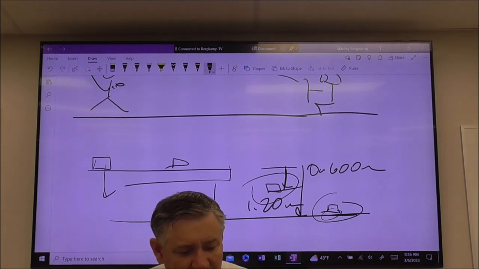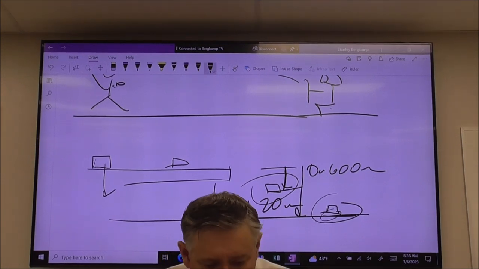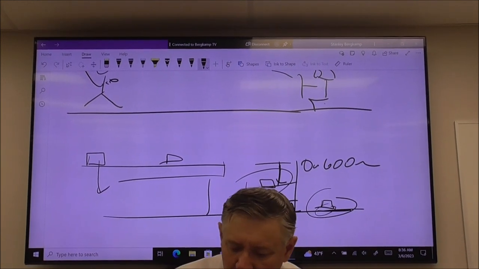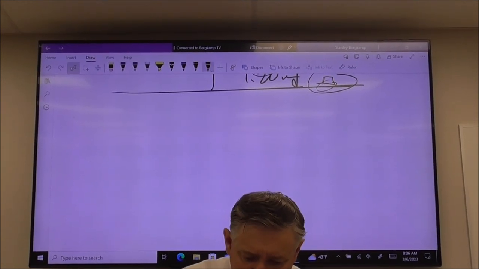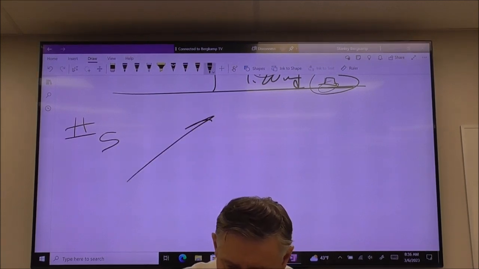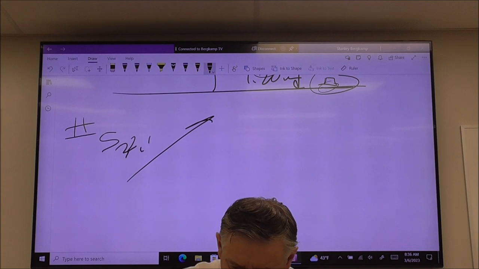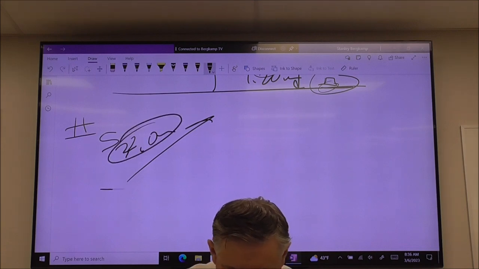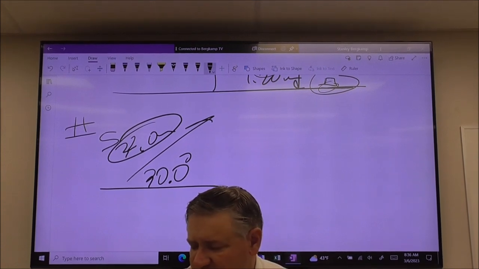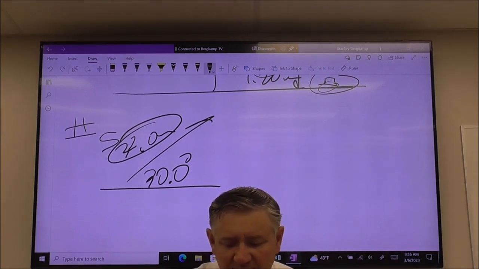On the back side, 3 and 4 relate to the question about the hockey puck. On number 5, here's the situation. You're going to hit a golf ball at 32 meters per second at an angle of 30 degrees. Peyton, what's the first thing I'm going to do with that vector and that angle?